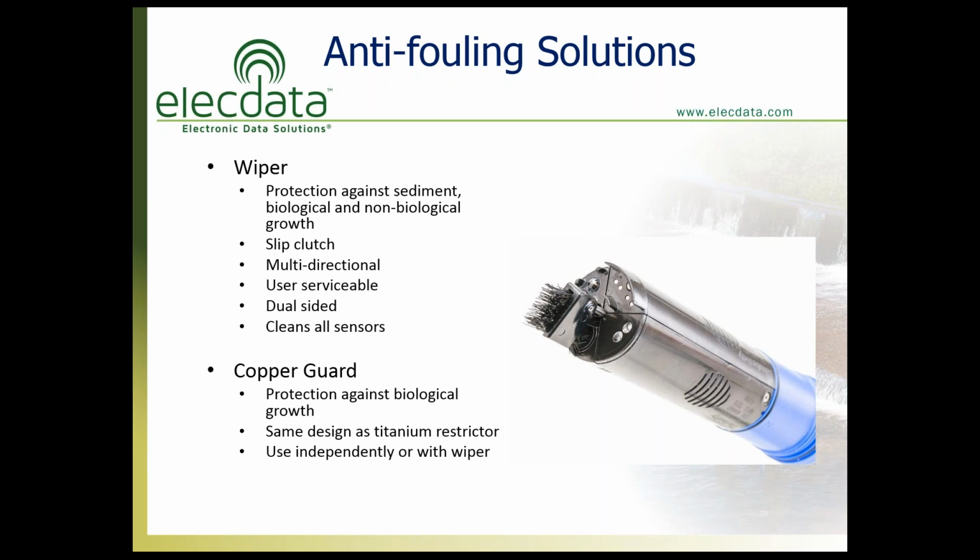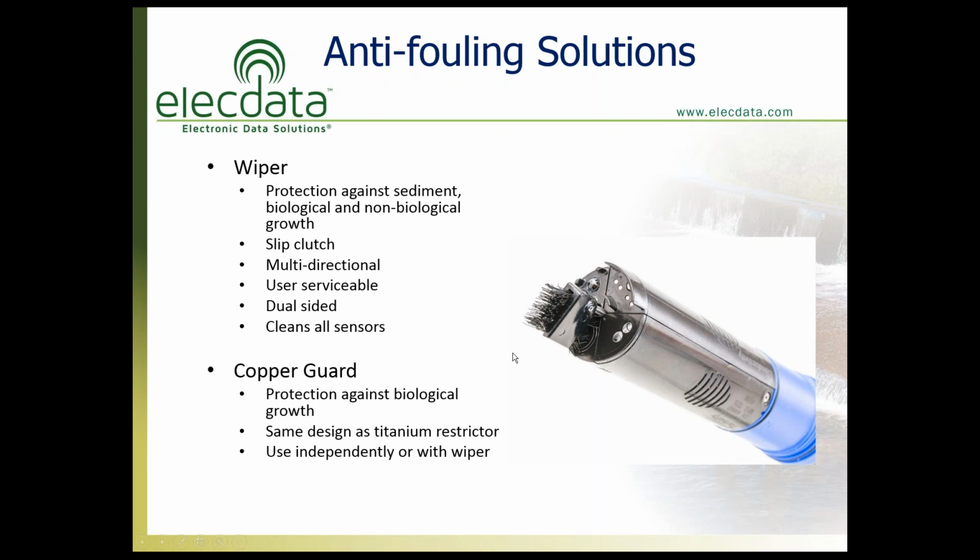Having those flat sensor faces makes them very easy to clean. The wiper has a slip clutch mechanism, so if you're cleaning a sensor, or calibrating it, or if you want to remove a sensor to replace it with another one, you can just take that sensor and twist it out of the way with your fingers and not worry about breaking the gear drives on that sensor because of this slip clutch. So the wiper has that slip clutch, it's multi-directional, user serviceable, it's dual-sided and cleans all sensors.